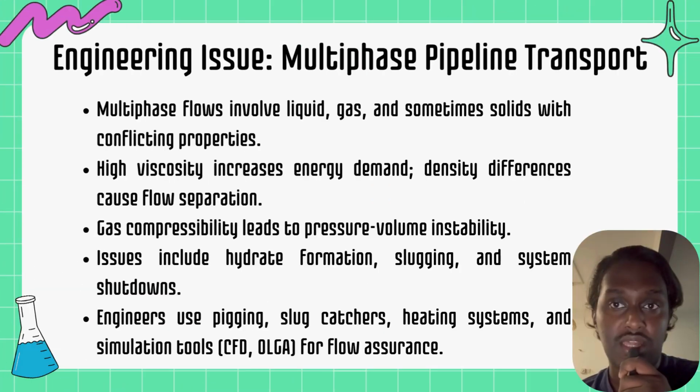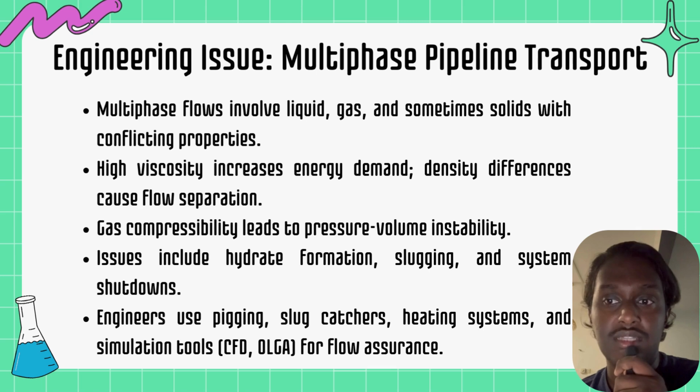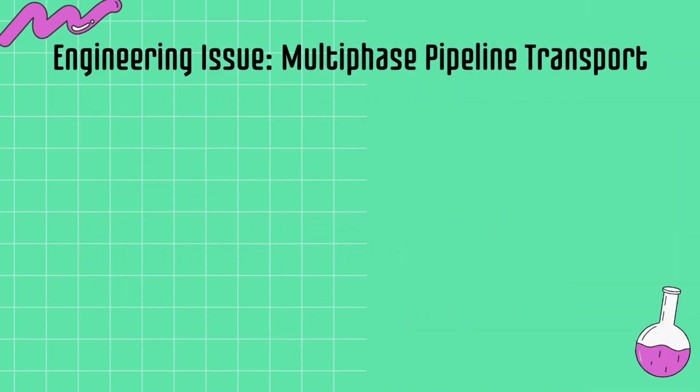I have also chosen an engineering issue, which is multi-phase pipeline transport. Multi-phase flows involve liquid, gas, and sometimes solid with conflicting properties. High viscosity increases energy demand, and density differences can cause flow separation. Gas compressibility leads to pressure-volume instability, and issues also include hydrate formation, slugging, and system shutdown. Engineers use pigging, slug catchers, heating systems, and simulation tools such as CFD and OLGA for flow assurance.